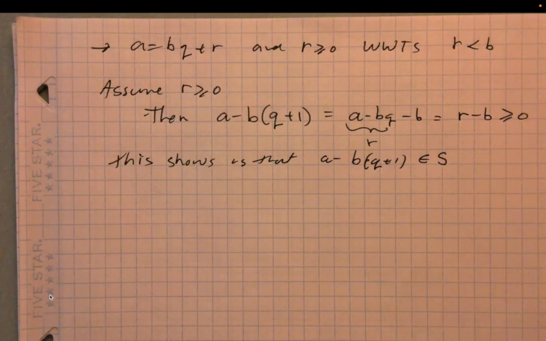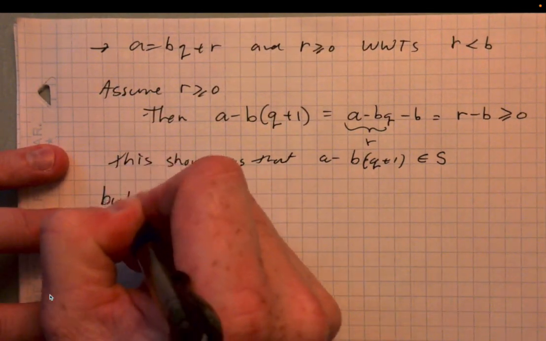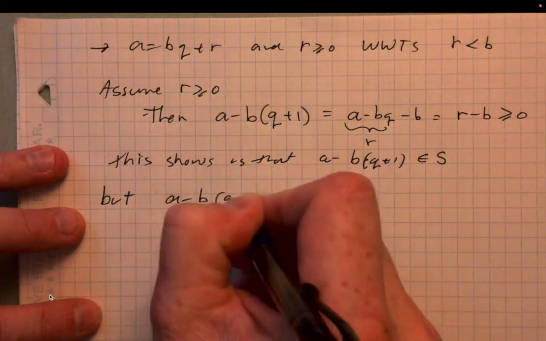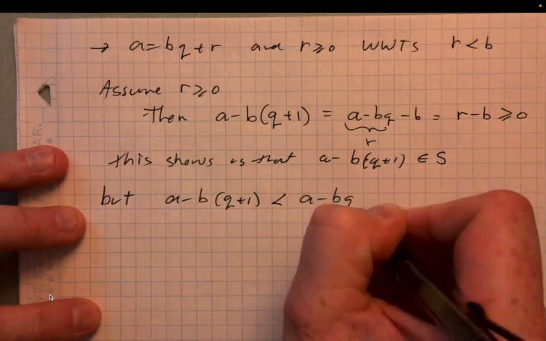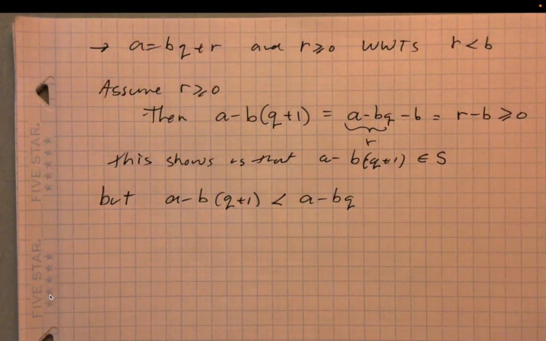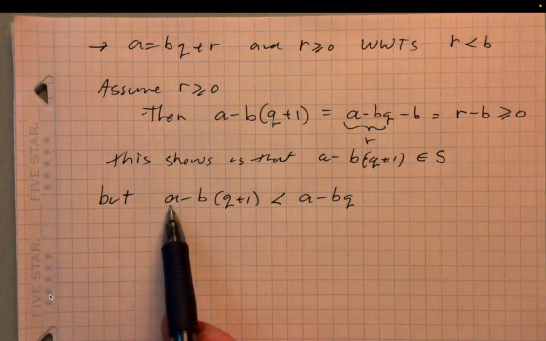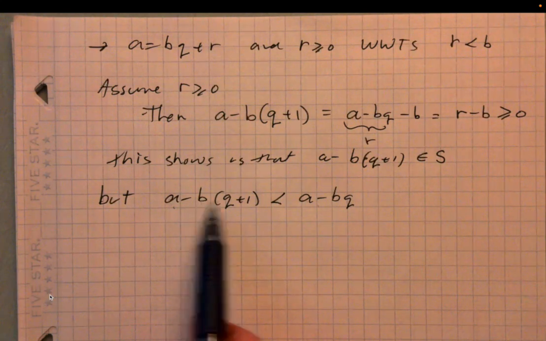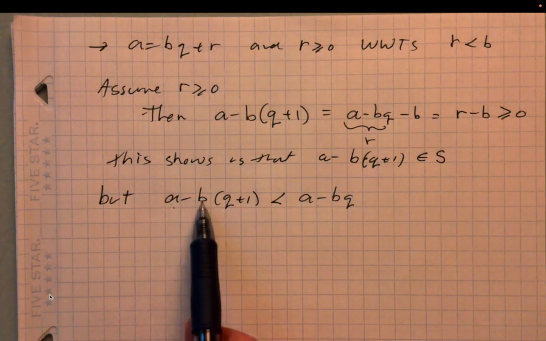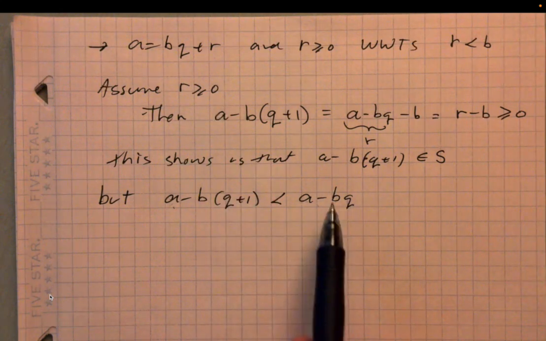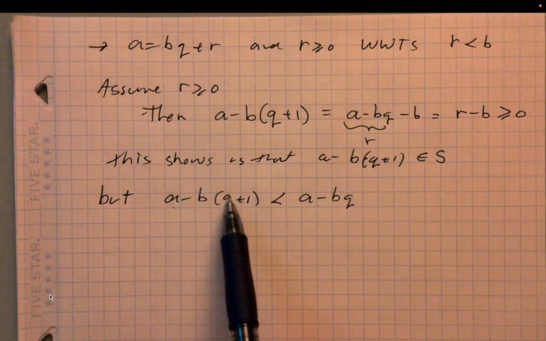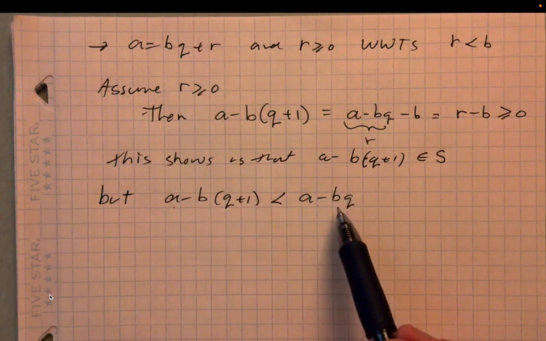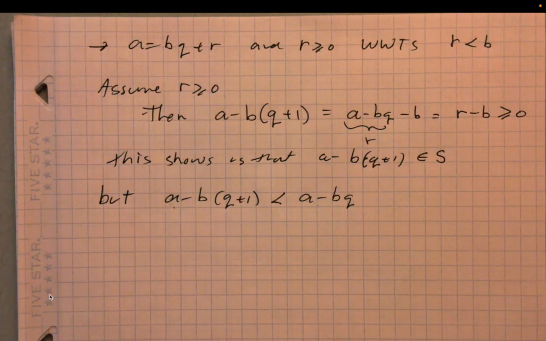But what's the problem? A minus B times Q plus 1 has got to be less than A minus B times Q. Why is that? Well, A is a positive number in both cases. Here I'm subtracting off B times Q plus 1, which is going to be larger than B times Q. So I'm starting with the same thing and subtracting off something larger. So this is definitely going to be smaller than A minus BQ. But this contradicts our assumption that A minus BQ is the smallest member of S.